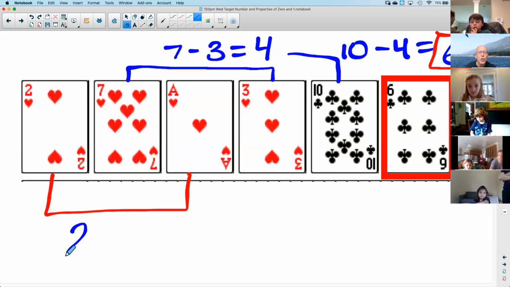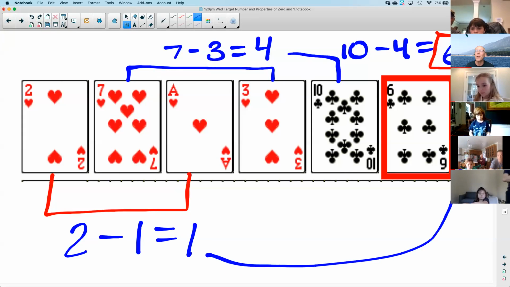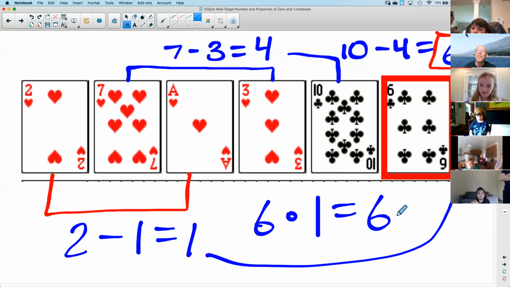Couldn't we say 2 minus 1 is what? Go. 1. And watch what we do with the 1 and the 6. 6 times 1 is what? 6. And we did it. So I used a lot of your ideas to make this work. Who's ready for the next one?